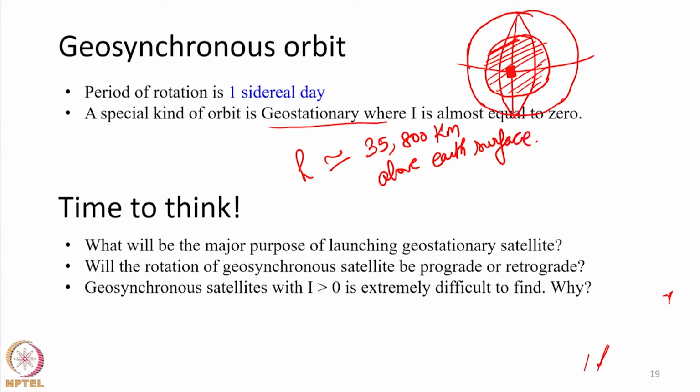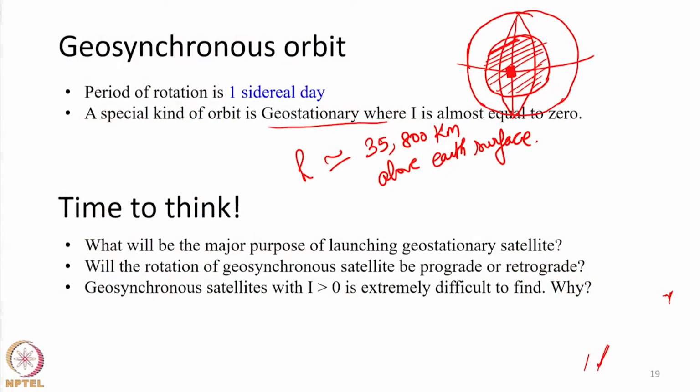Such orbits with this much altitude and satellites having a time period of rotation of 1 sidereal day are geosynchronous satellites, and if I is equal to 0 for geosynchronous satellites, they are called geostationary. And the next question I posed is, will the rotation of a geosynchronous satellite be prograde or retrograde? It will be prograde. For geostationary it must be prograde, because if the earth rotates like this, the satellite also rotates in the same direction so that it can see the same point.